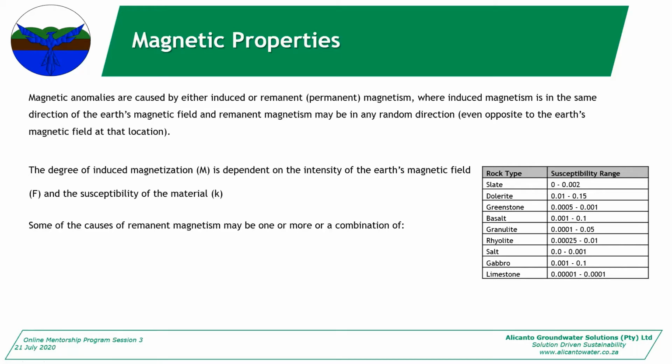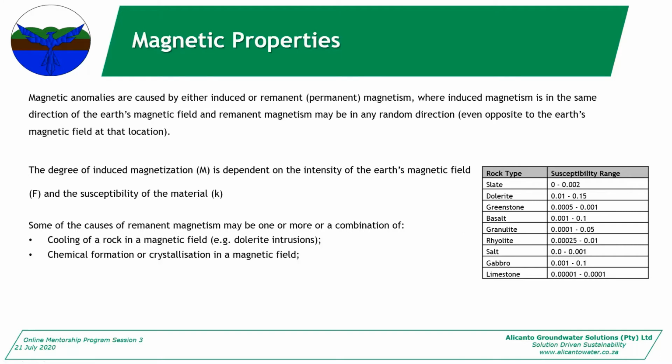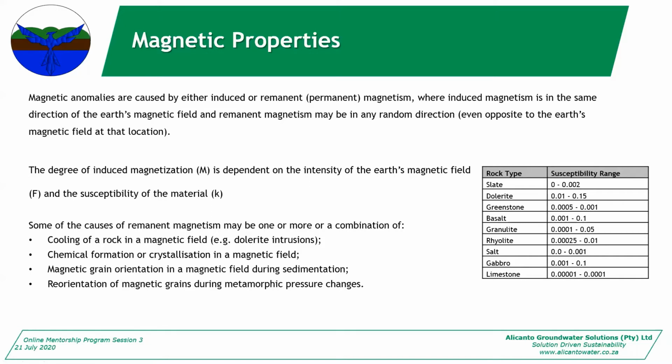And some of the causes of remnant magnetism may be one or more of the following: cooling of the rock in a magnetic field, chemical formation or crystallization in a magnetic field, magnetic grain orientation in a magnetic field during sedimentation, and then reorientation of magnetic grains during a metamorphic event. Typically we'll see it as one of the first two in your dolerite intrusions and your Bushveld maybe in some areas.